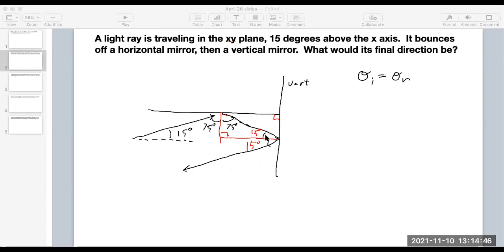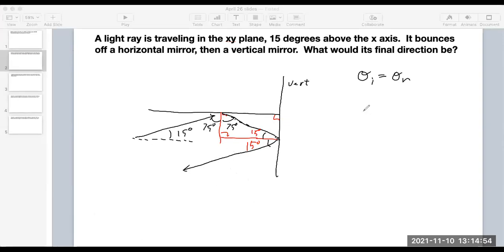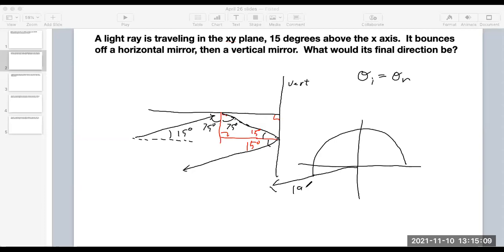The answer is going to be this way. So 15 degrees below the minus x-axis, or if you just make your angles like this, we need 180 plus 15. So we're at 195 degrees.